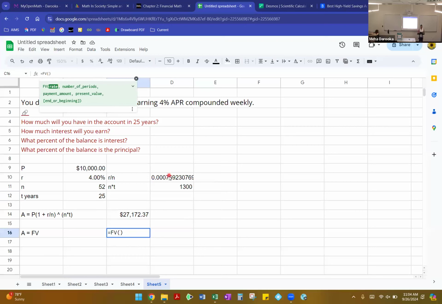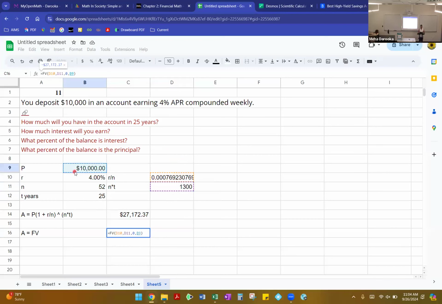So our rate was R divided by N, comma. Our number of periods were N times T, comma. We're not making any regular payments, so that guy is 0. And then present value, of course, we're starting out with $10,000. And as we talked about earlier at the beginning of class, this will always give you a negative answer because it's thinking that the bank is paying this out, right? So it's a negative number, but you can see, of course, it matches with our formula-based answer.